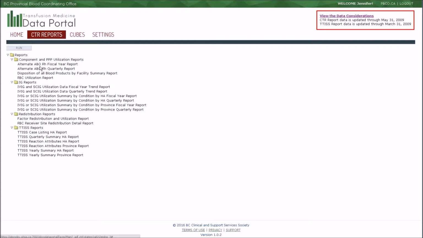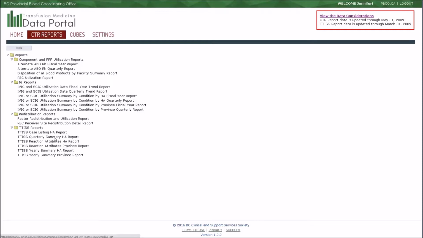Under these reports, we have an available case listing for the health authority. This provides an abbreviated summary of each case that was submitted to the Provincial Blood Coordinating Office. These are non-identifiable in the report, but give you an idea of the number and types of cases that were provided.